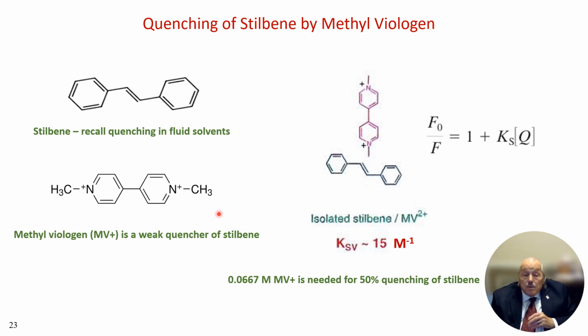If you try to do quenching of stilbene by methyl viologen, which is the electron acceptor for stilbene, it has a very small amount of quenching. The quenching constant is approximately 15 molar to the -1, which means you need 0.07 molar methyl viologen to get 50% quenching. So that's not very effective at all. It's not useful. And anyway, there's not enough of a signal out of the stilbene.